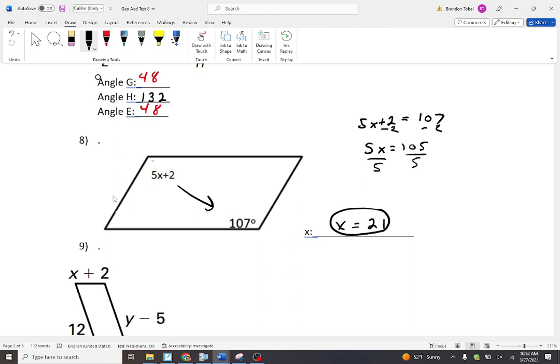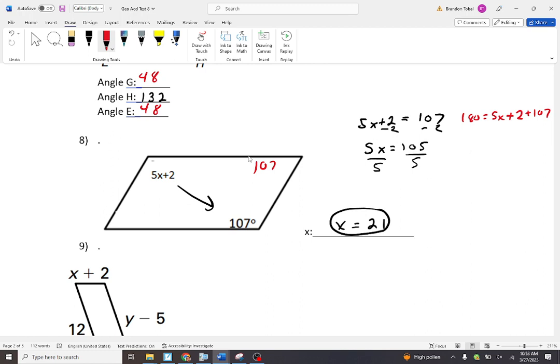And what if that 107 was in that corner? Let's say it was up here. In an alternate universe, maybe we'd have 180 equals 5x plus 2 plus 107. Excellent. So in this case, these are supplementary, so I would write it as 180 equals 5x plus 2 plus 107. She asked what if it was up here, what would we do? So I'm going to show you.